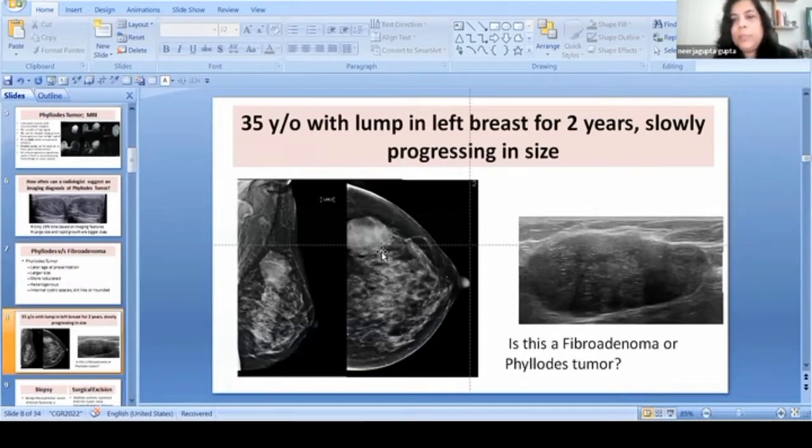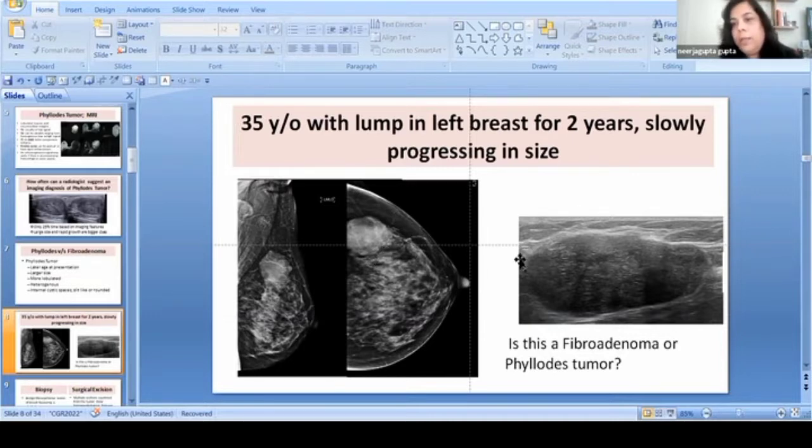Now I will say a few examples where we'll try to see if imaging is able to suggest the correct diagnosis. This is a 35-year-old lady with a lump in the left breast for 2 years, and she says that it has progressed rather slowly in size. And we can see a circumscribed high-density mass on the MLO view as well as the CC view, which looks circumscribed. And in the mammography as well as in the ultrasound, it is the margin which is the most important feature, which guides us towards benign nature or the malignant nature of a lesion.